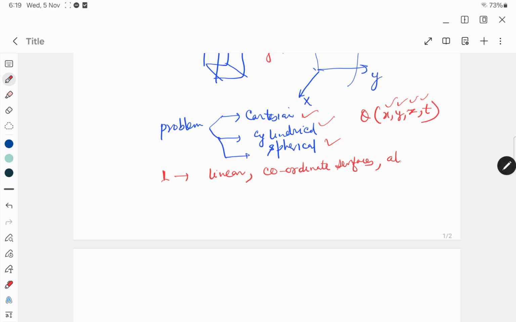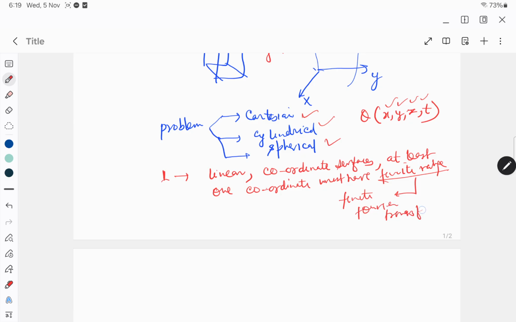So at least one coordinate must have a finite range, not infinite, finite range. That's why the name is Finite Fourier Transform. Finite Fourier Transform.